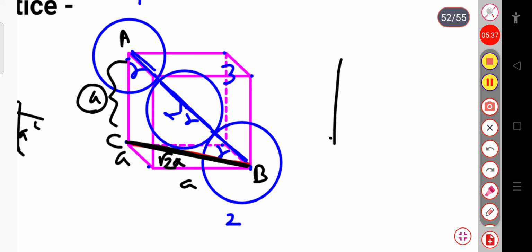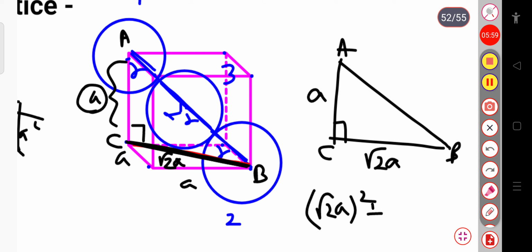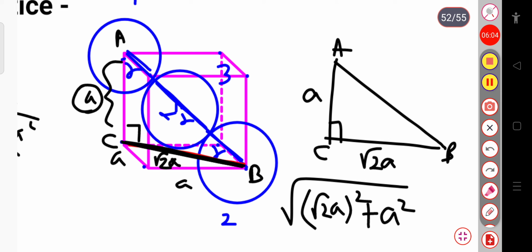Now for this let me draw. This is again 90 degrees. This side is a, this is a, C and B. And this BC we have calculated, this is root 2a. This is the diagonal, and this diagonal we want to calculate, AB. Now this will be root over (root 2a) square plus a square, according to the Pythagoras theorem. Root 2a square is simply 2a square, plus a square is your 3a square. So this will be root over 3a square. This is nothing but root 3a.